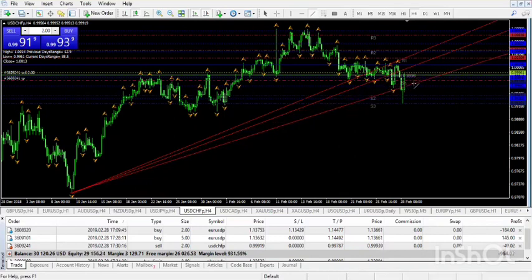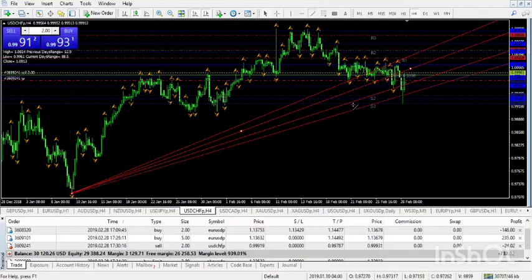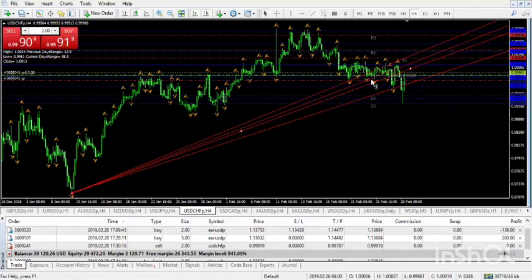You have to connect these lines to every swing high that you see. So you see, these channels are my resistances. I have another swing high here too. Let's draw this as well.